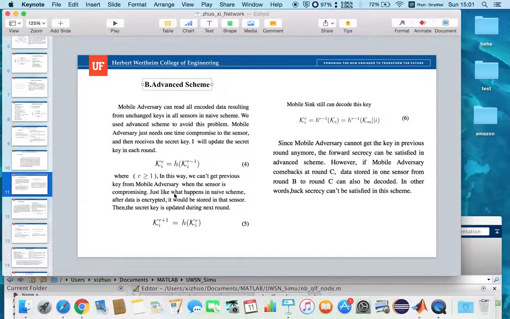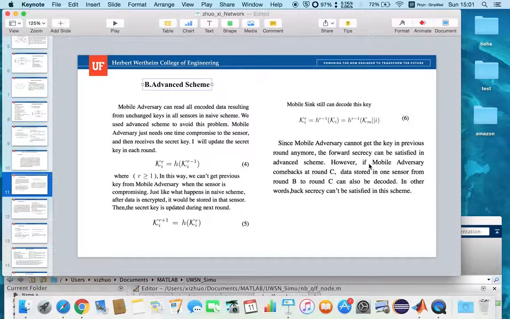Just like what happened in the naive scheme, the data, when it is encrypted, will be stored in the sensors. Then the secret key is updated in the next round like this, and the mobile sink can decode the key this way. Since the mobile adversary cannot get the key from the previous round anymore, forward security can be satisfied.